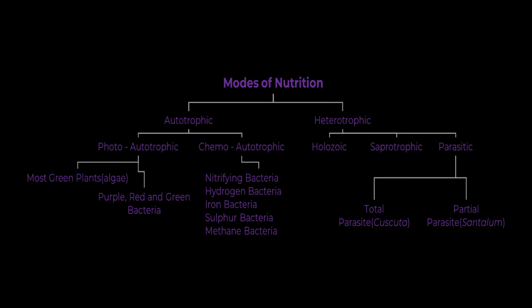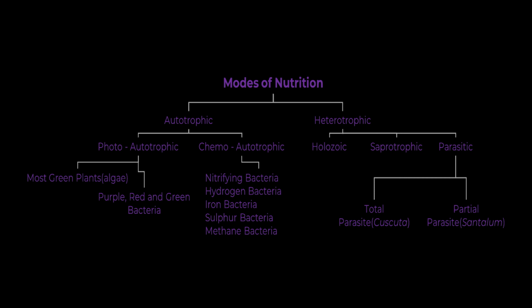They are photoautotrophs. Example, most green plants, algae, purple, red and green bacteria, while others can use chemical conversions or chemical reactions to obtain energy. These are nitrifying bacteria, hydrogen bacteria, iron bacteria, sulfur bacteria, methane bacteria. Heterotrophs, on the other hand, are dependent upon others for their nutrition.